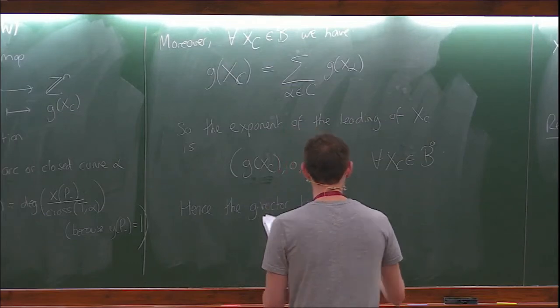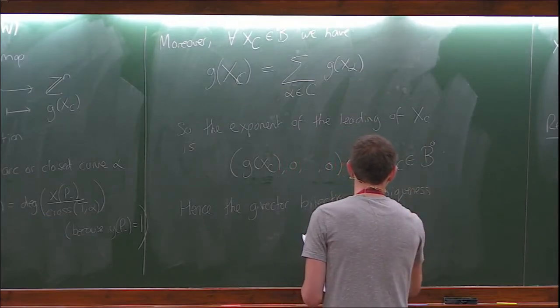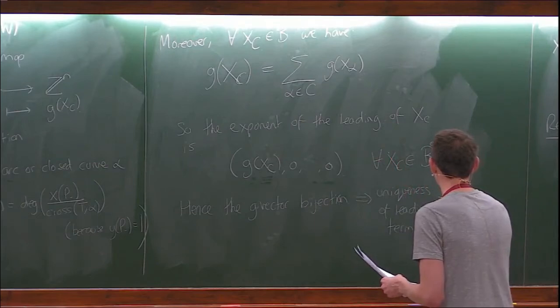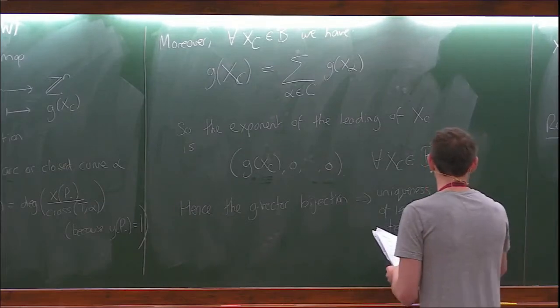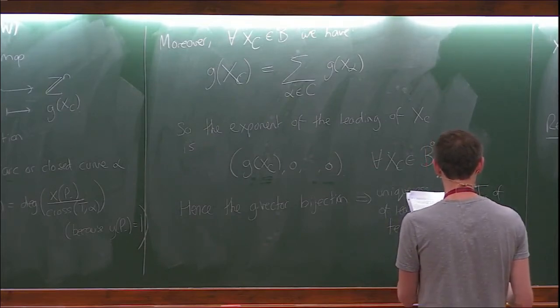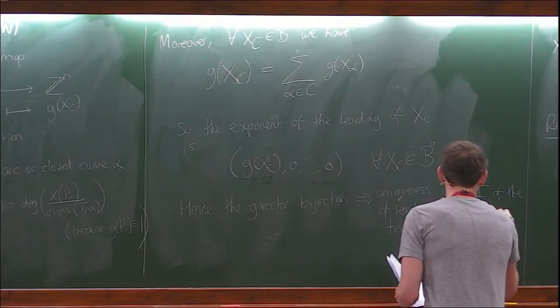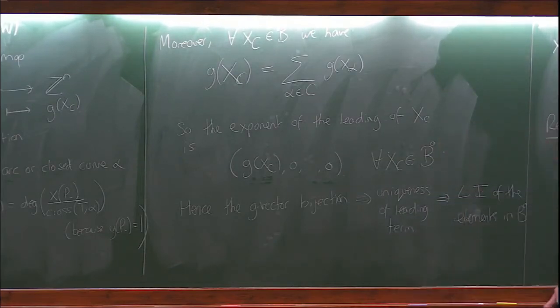The G-vector bijection implies uniqueness of leading term. And then we've satisfied everything in this proposition, and so we've finally proven linear independence. So we've proven linear independence of the elements in B circ. Okay. And so how long is left? 15 minutes. Okay.